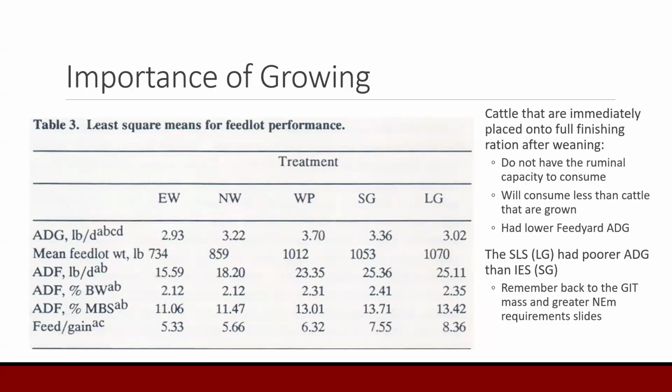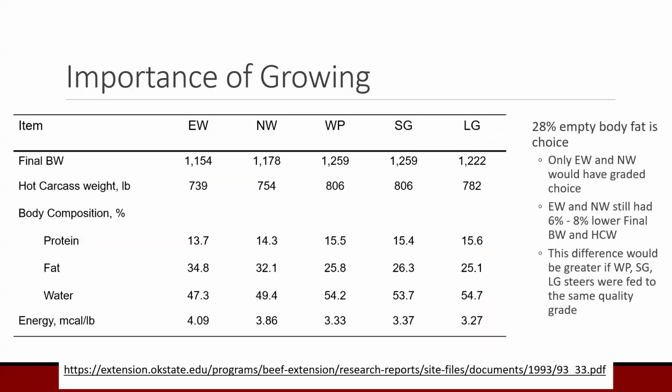Also, just point out once again that season long stocked cattle had a lower average daily gain than intensive early stocked cattle. And if we remember back from our previous lecture, that's largely driven by gastrointestinal tract mass and that increasing their net energy for maintenance requirements.